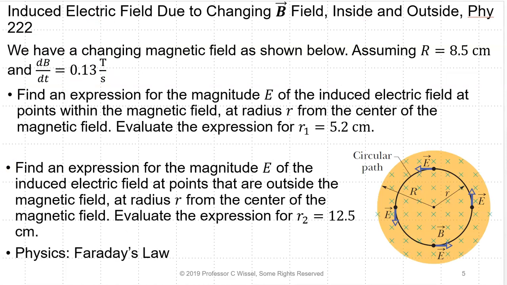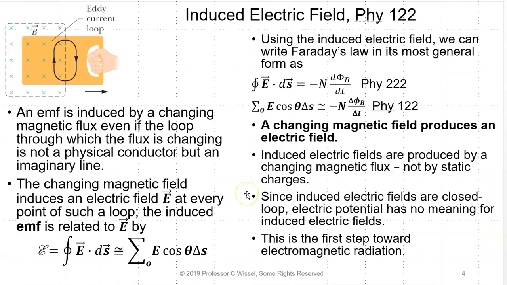If you are a Physics 122 student that is non-calculus based, we should be on slide 4. That's right here. An EMF is induced by a changing magnetic flux, even if the loop through which the flux is changing is not a physical conductor, but an imaginary line. The changing magnetic field induces an electric field E at every point of such a loop. The induced EMF is related to E by the EMF equals the integral of E dot ds, or approximately equals the sum over the whole loop of E cosine theta delta S.